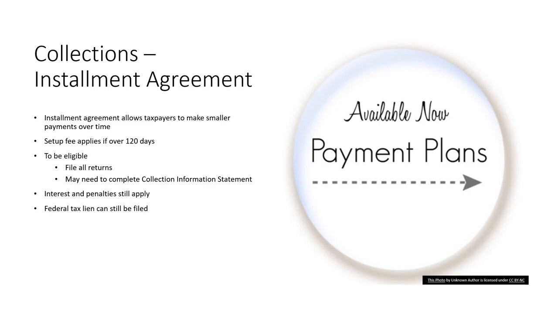Prior to approving the installment agreement request, IRS may ask the taxpayer to complete a collection information statement, Form 433F, 433A, and/or Form 433B, and also provide proof of financial status. If IRS approves the request, they will still charge applicable interest and penalties until the balance due is paid in full, and IRS may still file a notice of federal tax lien.